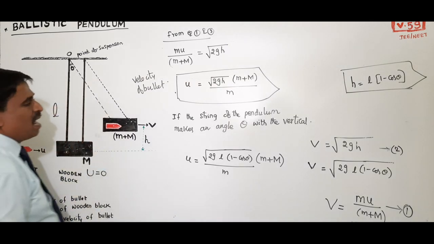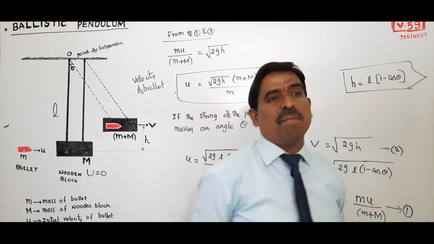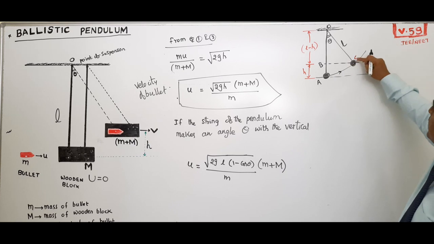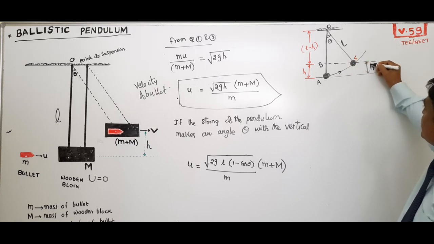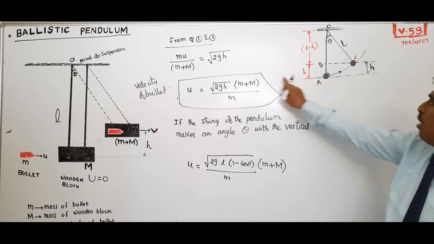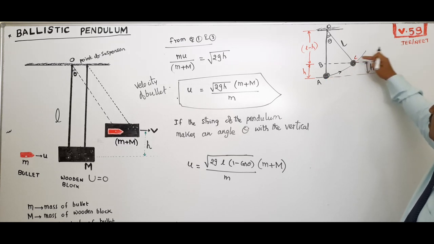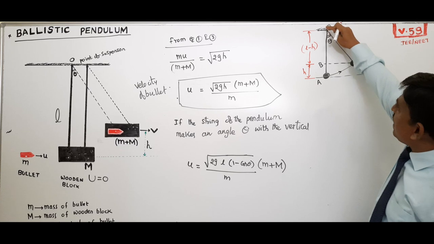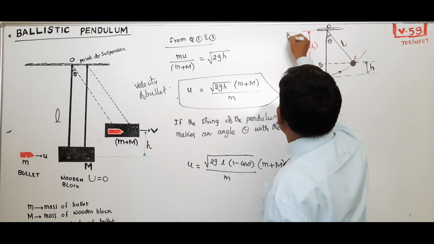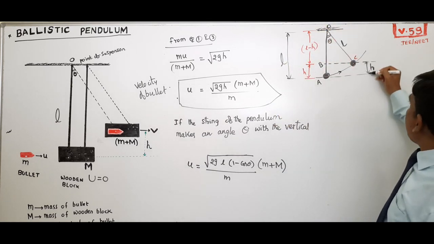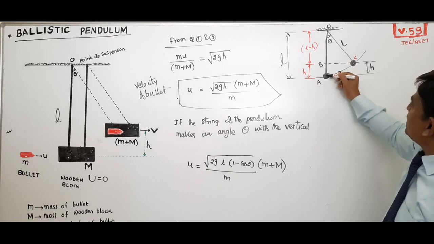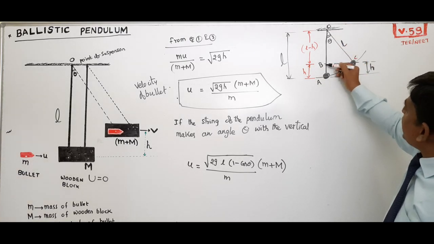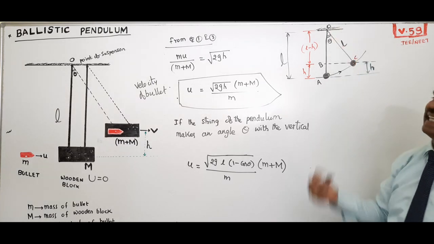Now, I will explain how this formula came. h is equal to L into 1 minus cos theta. Initially, the wooden block is here. When the bullet strikes, the bullet and wooden block rise to a certain height. That height is small h. Now, the total length of the pendulum is L. AB is also equal to h. Total is L, so the remaining is L minus h.